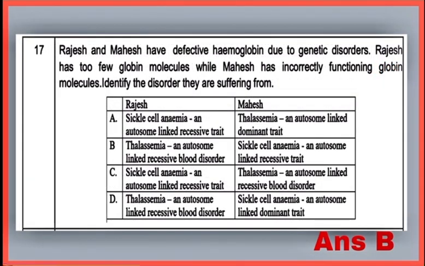Question 17. Rajesh and Mahesh have defective hemoglobin due to genetic disorders. Rajesh has too few globin molecules while Mahesh has incorrectly functioning globin molecules. Identify the disorder they are suffering from. Option B. Rajesh is suffering from thalassemia, which is an autosome linked recessive blood disorder, and Mahesh is suffering from sickle cell anemia, which is an autosome linked recessive trait.